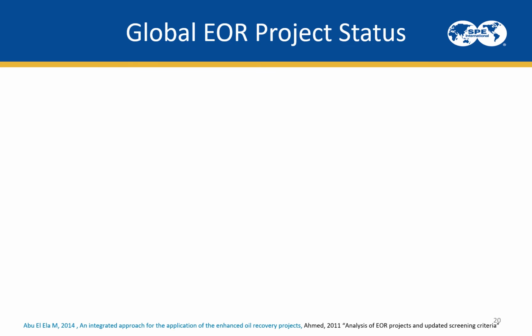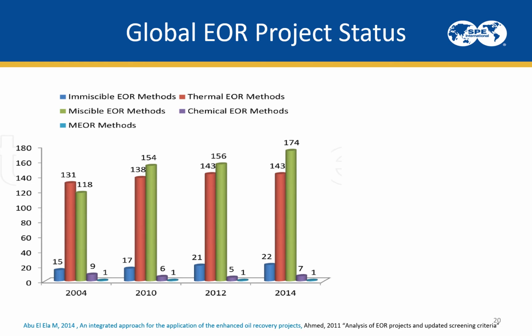Regarding the status of EOR, we can find from this study, comparing EOR in 2004 up to 2015, that globally 131 thermal EOR projects had been implemented up to 2004, and 180 miscible EOR projects, besides 15 immiscible EOR projects, and the others are less than 10. And there is a clear increase in EOR fields applied up to 2014.